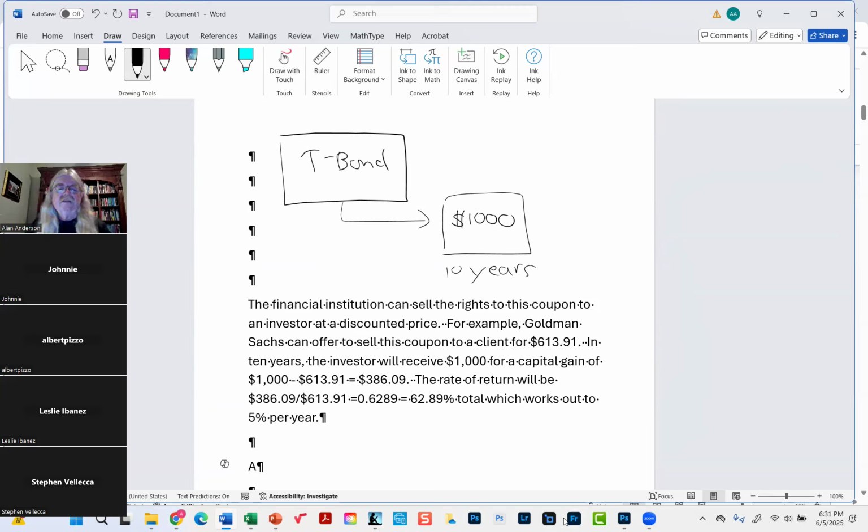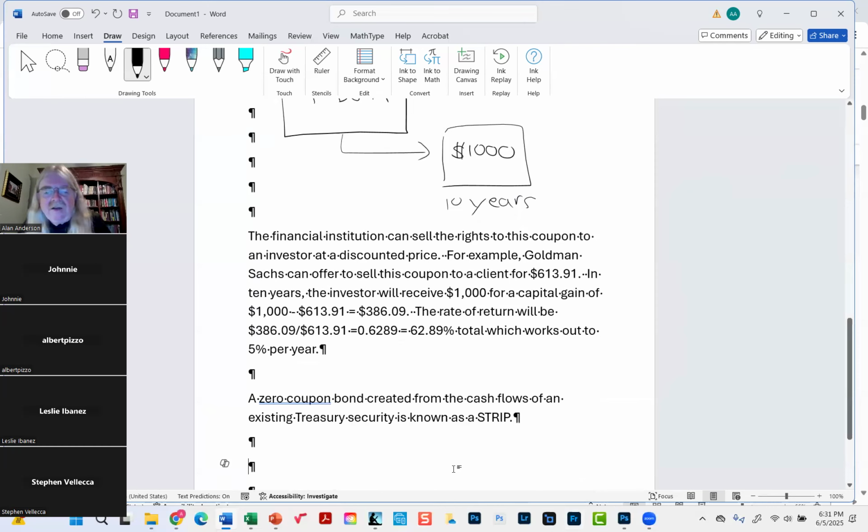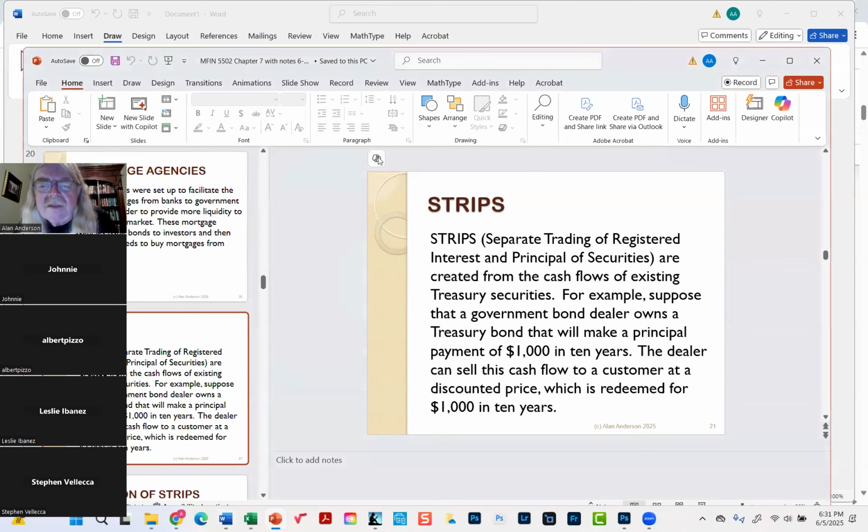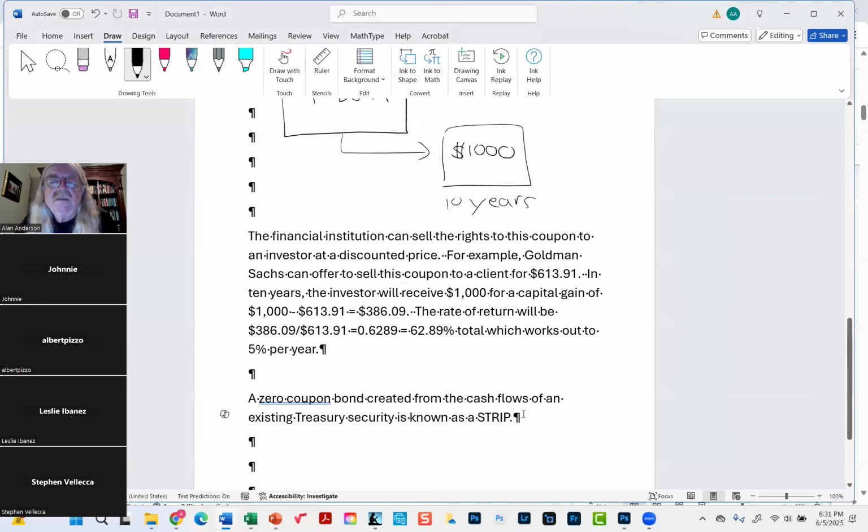So a security like this, let's say a zero bond created from the cash flows of an existing Treasury security, is known as a strip. Now, strip stands for separate trading of registered interest and principal securities. Okay. Now, once the first company started issuing these or offering them, this market became extremely popular.